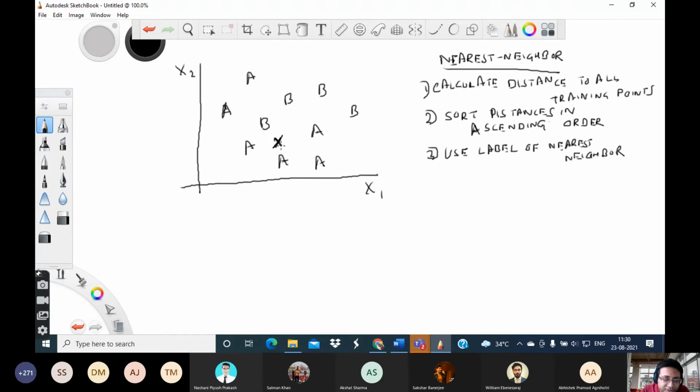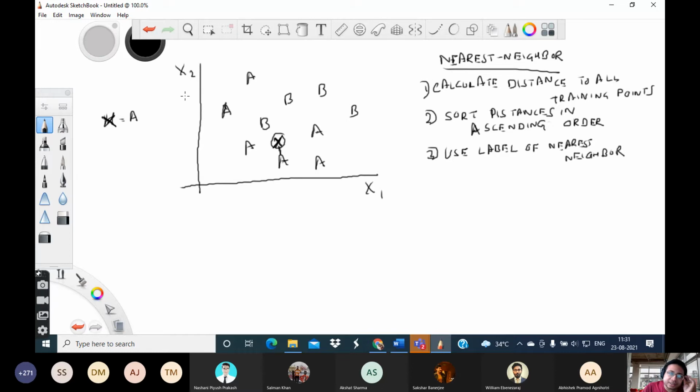So in this case, which is the nearest neighbor? Probably this one. So this one is A. So I predict its value to be A. So I say that X is equal to A. Fine.